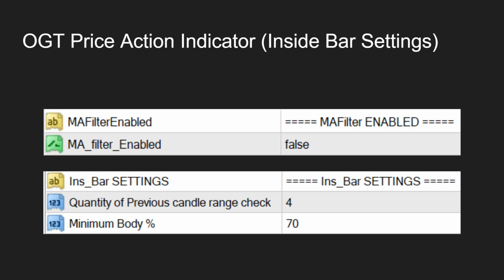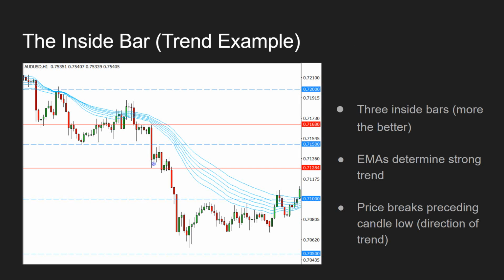That's similar to the quantity of the previous candle range as well. So the bigger the number, the more reliable but fewer signals you're going to get. So again, practice with that, experiment with what you think works well for you. And again, this is just what works well for me and what I use when I trade. The examples I'm going to show now use these settings.